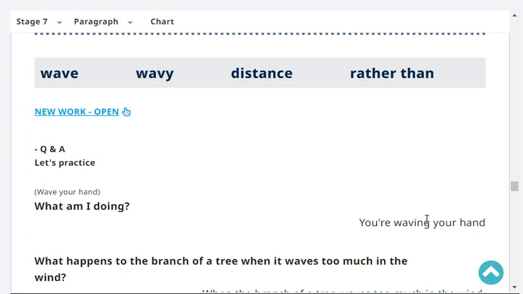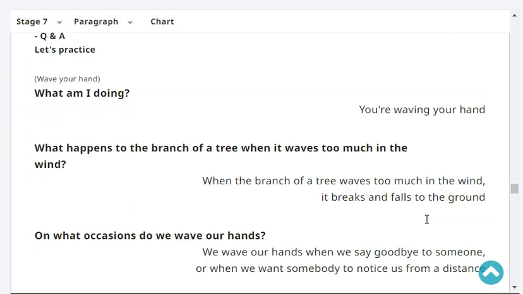What am I doing? You're waving your hand. What happens to the branch of a tree when it waves too much in the wind? When the branch of a tree waves too much in the wind, it breaks and falls to the ground.